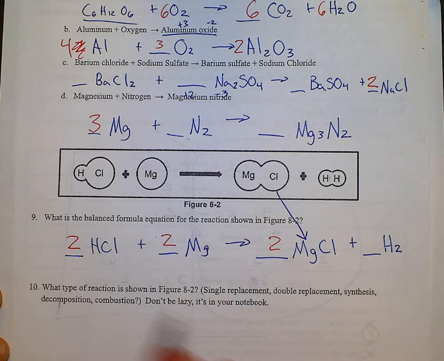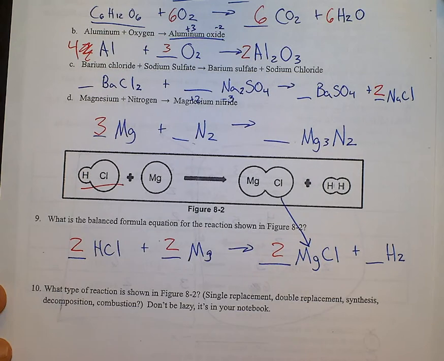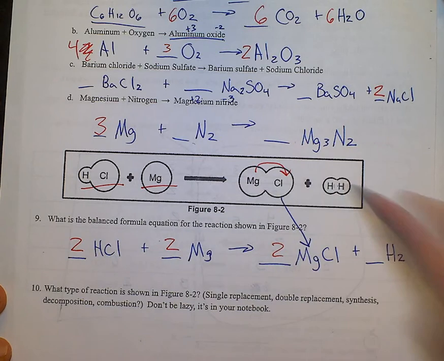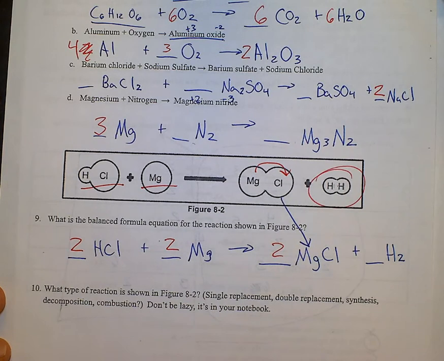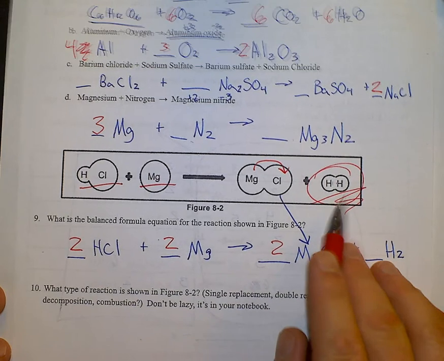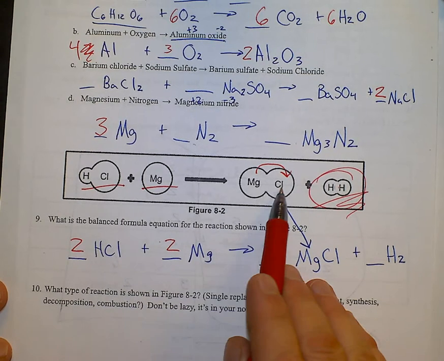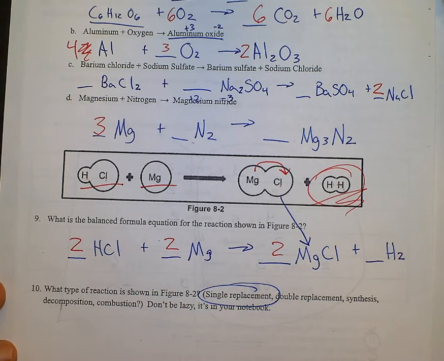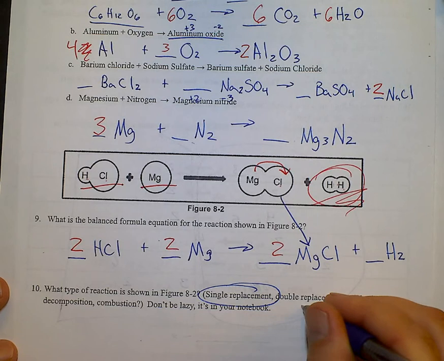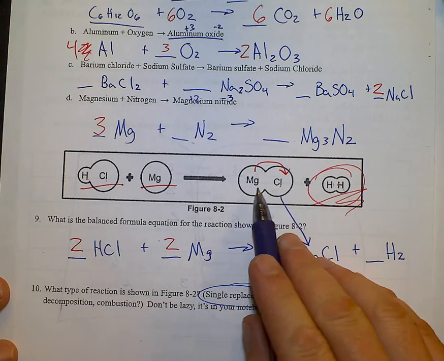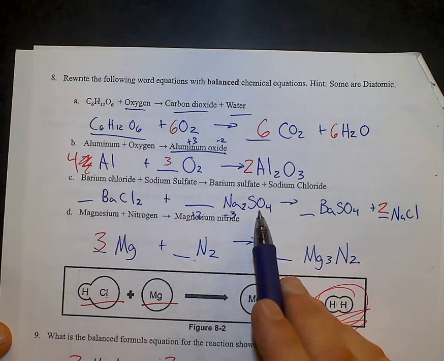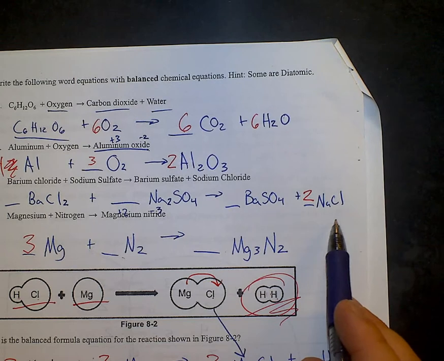What type of reaction is shown in this picture? Hydrogen's dating chlorine. They've been going out for a while. But then magnesium came along and stole hydrogen's girlfriend. Hydrogen is now single and ready to go out on the town. All by themselves. Couple, couple. Because you have someone not with somebody else, this would be a single replacement reaction. If you're looking for a double replacement, everybody has a partner. So if we go back up here, barium's dating chlorine, sodium is dating sulfate. Everyone's got a partner, and they switch at the end, double replacement.